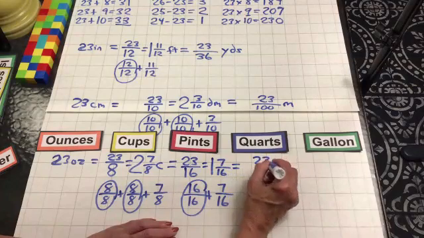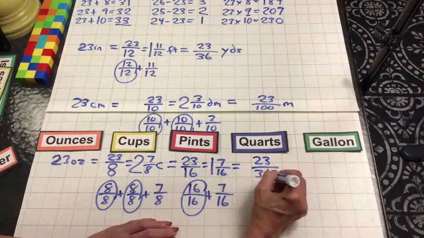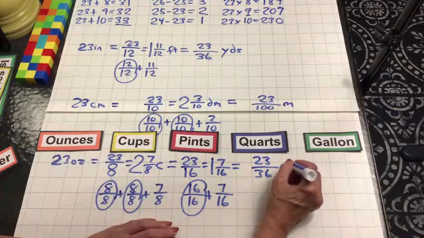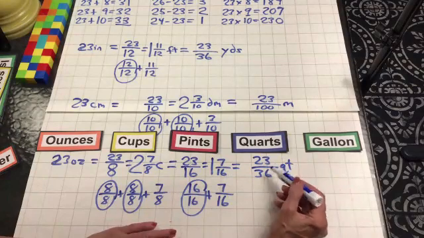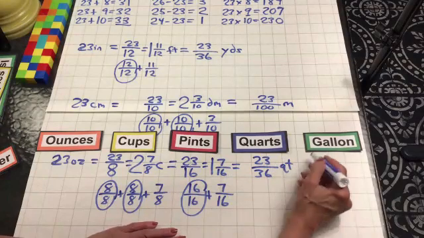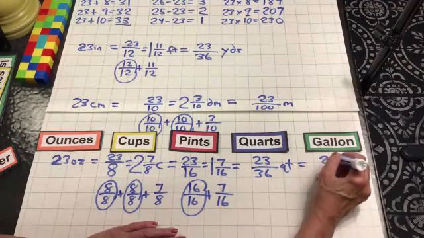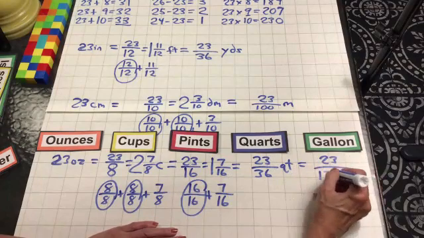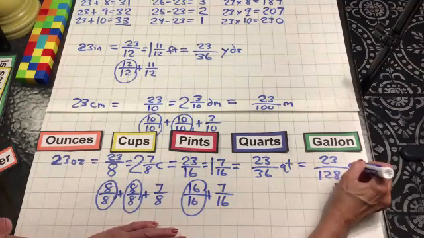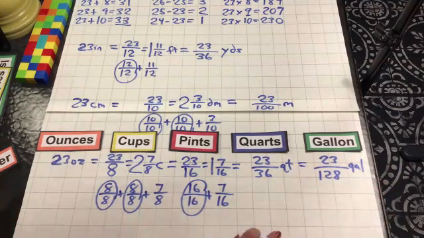It takes 32 ounces to make a quart, so we only have 23/32 of a quart. That's a partial quart. And then a gallon, we have 23 out of 128 to make a gallon. So that is our fraction of a gallon.